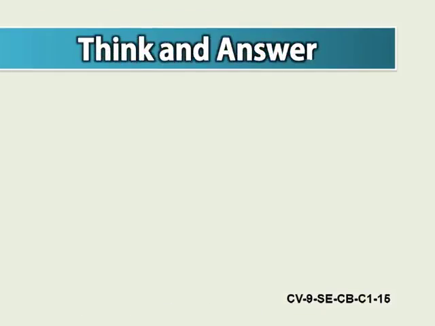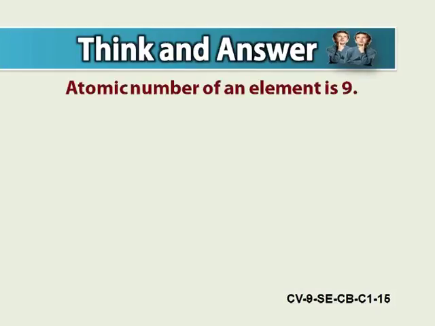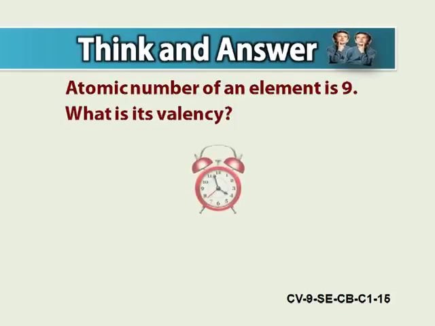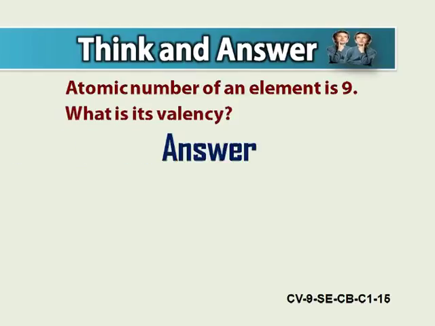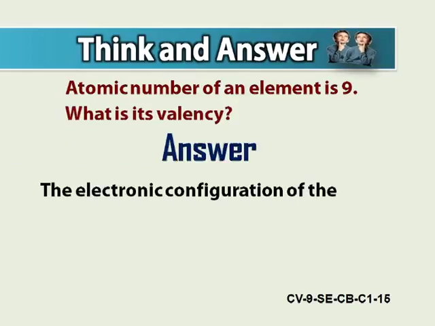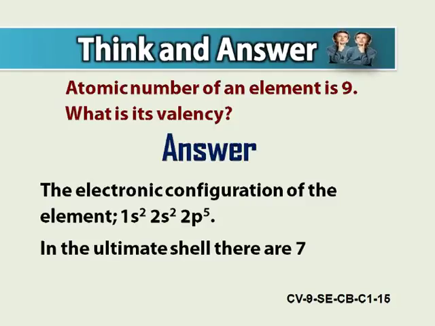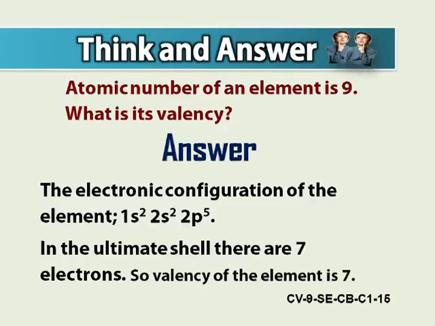Now answer this question. Atomic number of an element is 9. What is its valency? Answer. Let us write the electronic configuration of the element. 1s2, 2s2, 2p5. In the ultimate shell, there are 7 electrons, so valency of the element is 7.